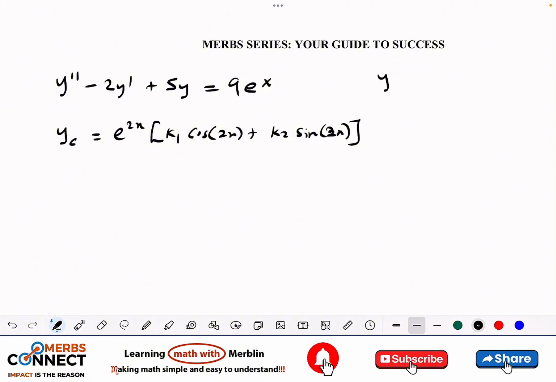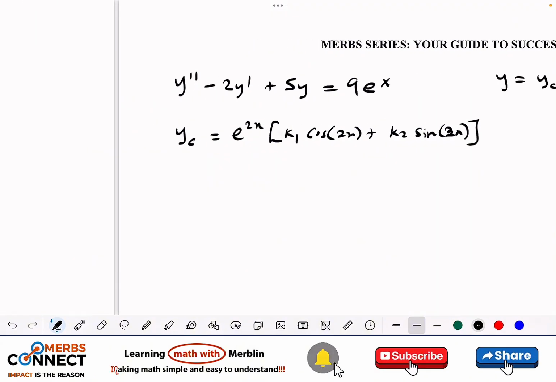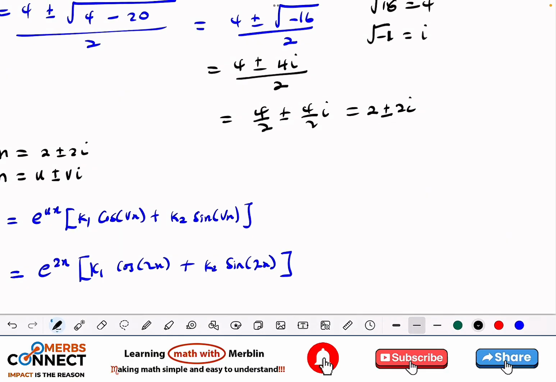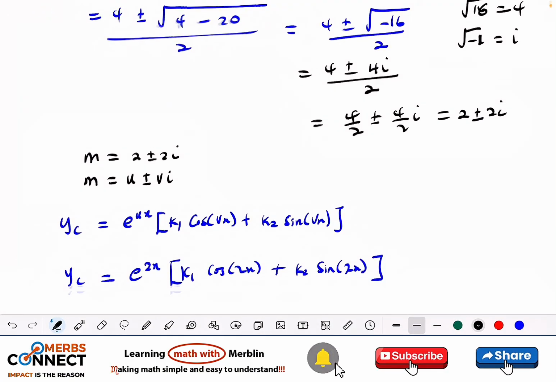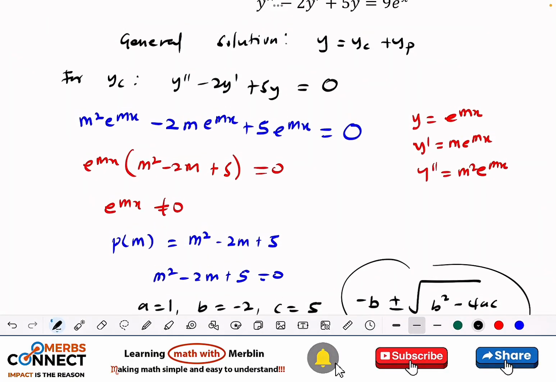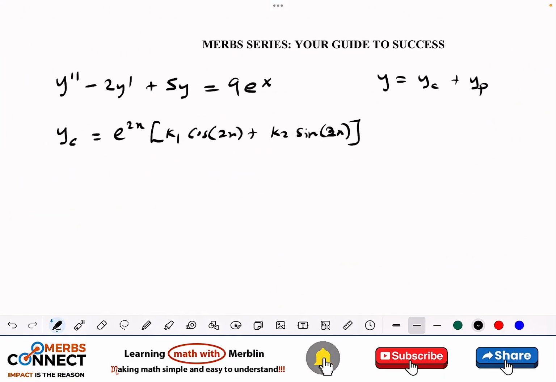Now we know the general solution is the complementary solution plus the particular solution. Let me check if my complementary solution is right, and this one too is right. Okay, now we need to guess. So for the particular solution, we need to guess.